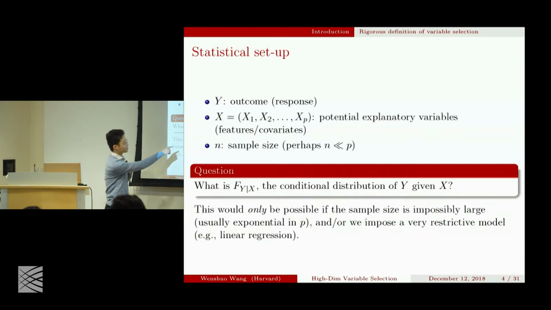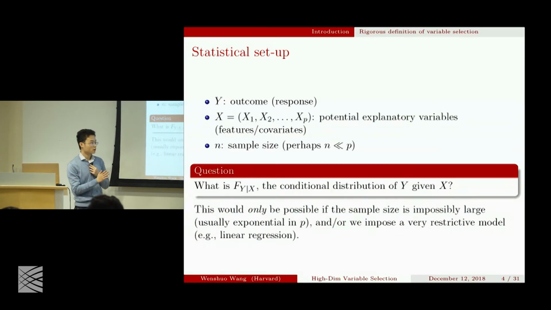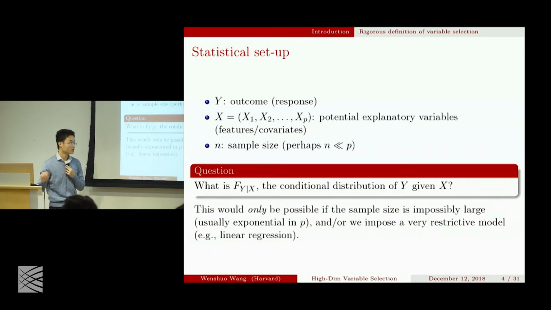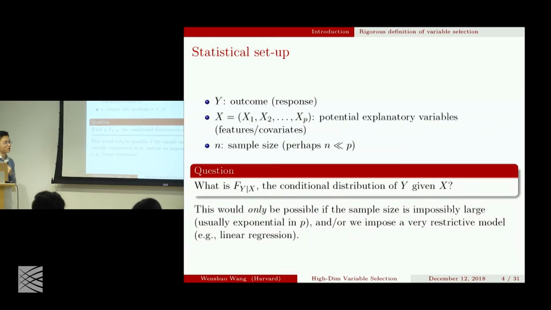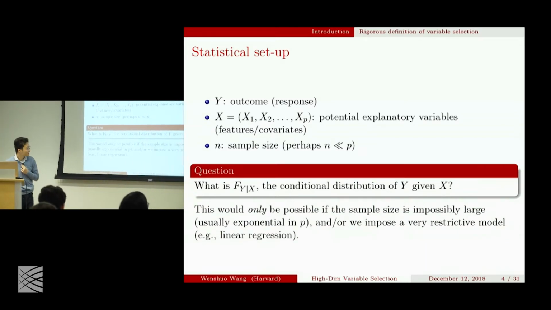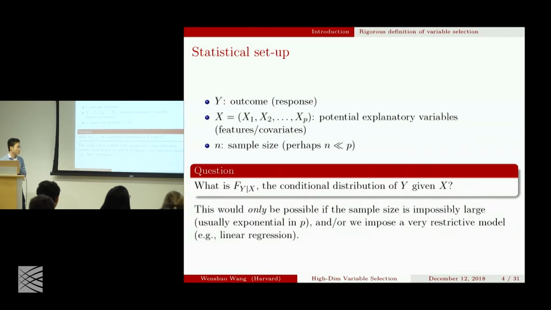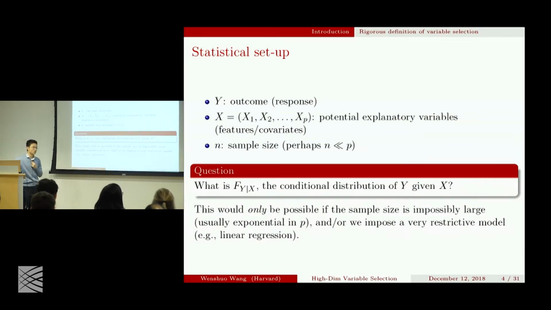So we use f subscript y given x to denote that. And of course, without any extra assumptions, this is only possible if we have an impossibly large sample size, and that's going to be exponential in p. So just to give you a sense, the total number of atoms in the universe is 10 to the 80. So if p is 100, then you need a sample size of more than the atoms of the universe. So that's not going to happen. So otherwise, you're going to impose a very restrictive model. For example, if you do linear regression, you impose a linear model, and then it becomes a much more restrictive model. It can reduce the sample size you need.